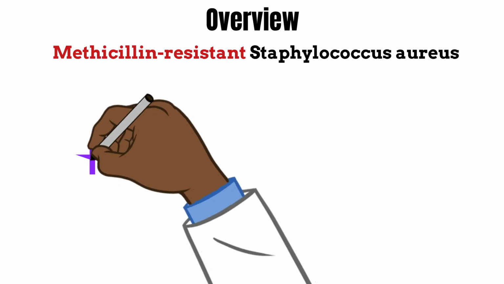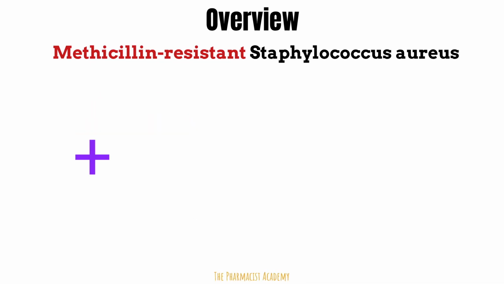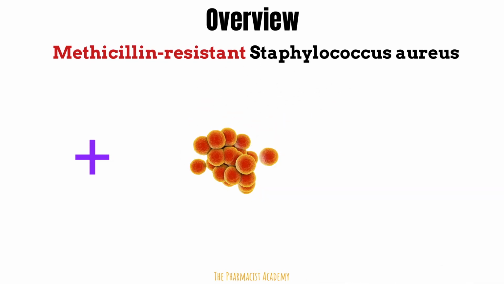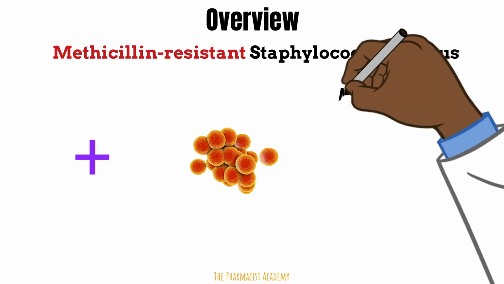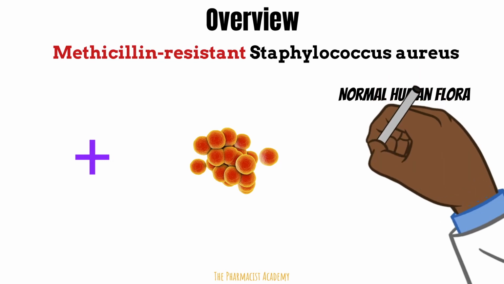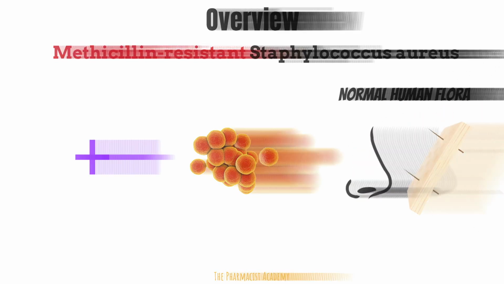Staphylococcus is a gram-positive bacteria, and aureus is one of the species, so Staph aureus. They have this spherical shape and are usually in clusters, just like how the staff at your job cluster together and chat. So that's how you remember it, staff, clusters. Anyways, regular Staph aureus and MRSA are actually part of our normal human flora. This refers to bacteria that normally reside in or on humans and does not cause infection. MRSA can normally be found in our nostrils and on our skin.